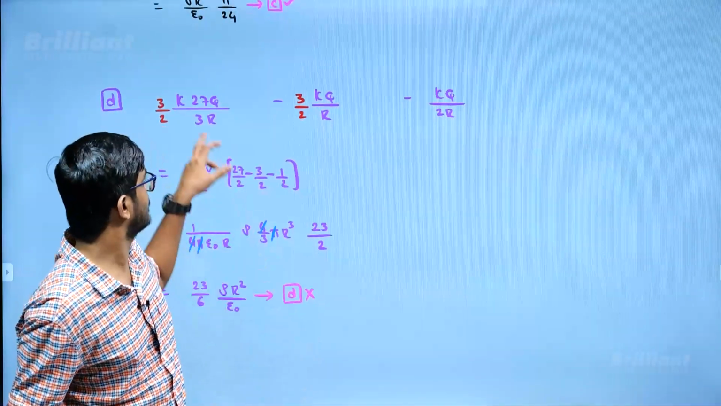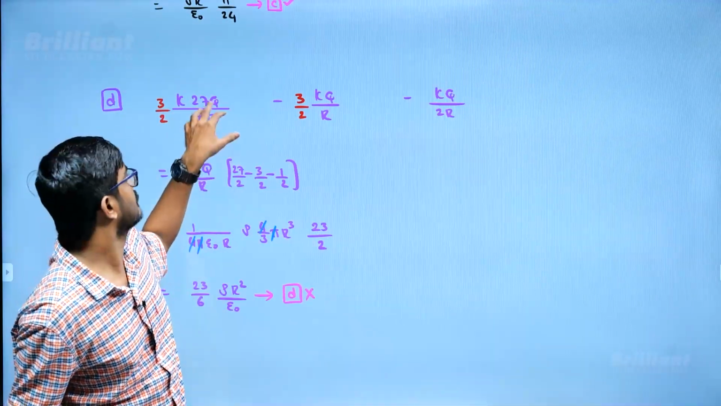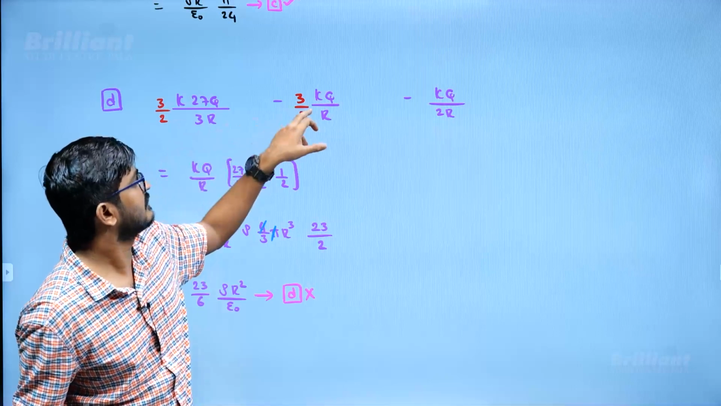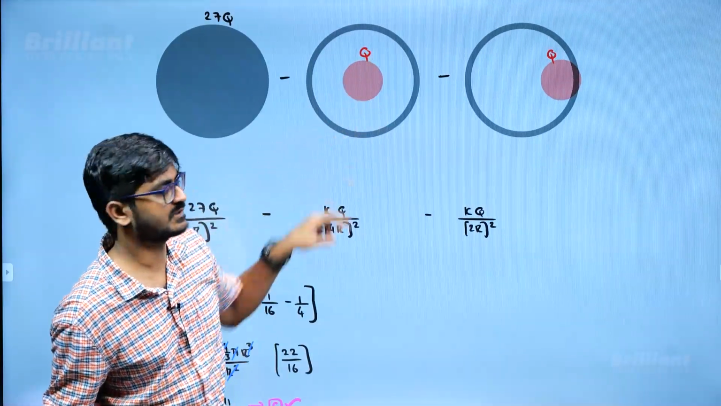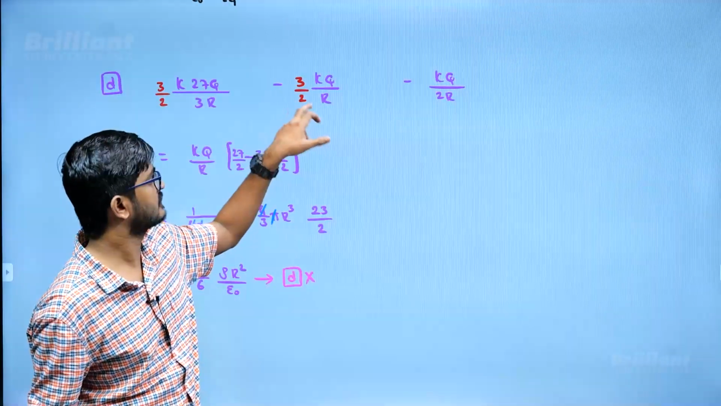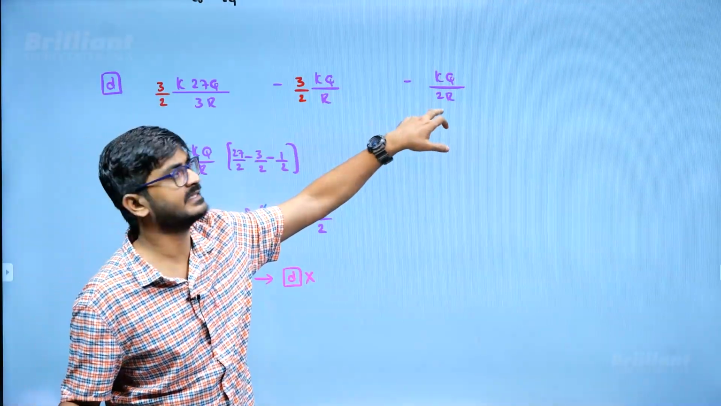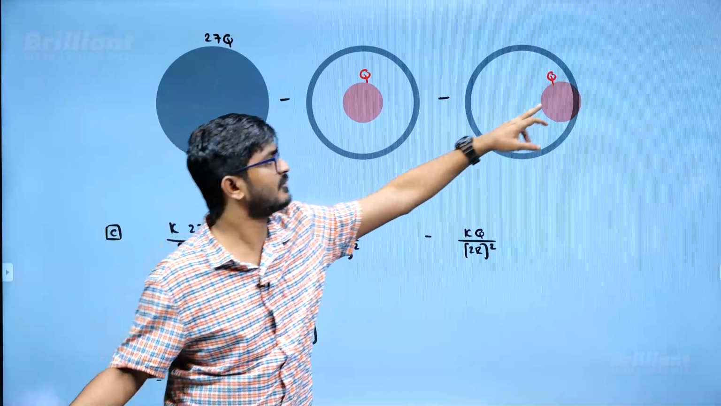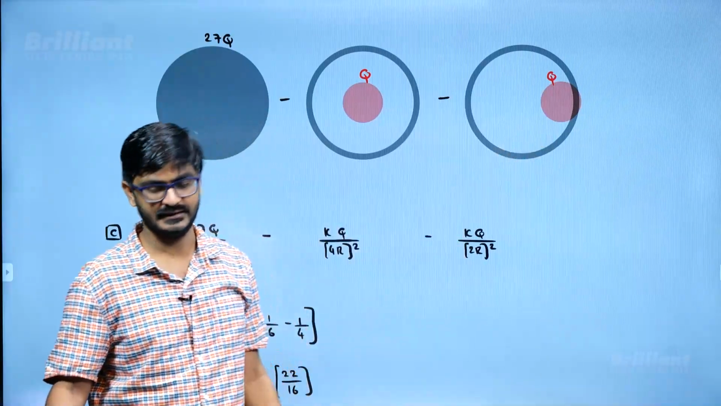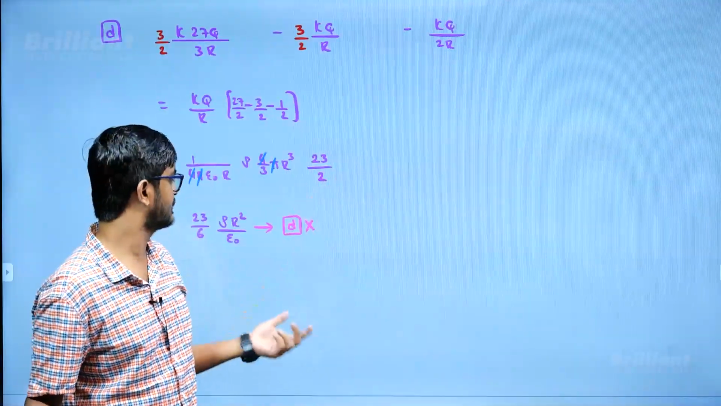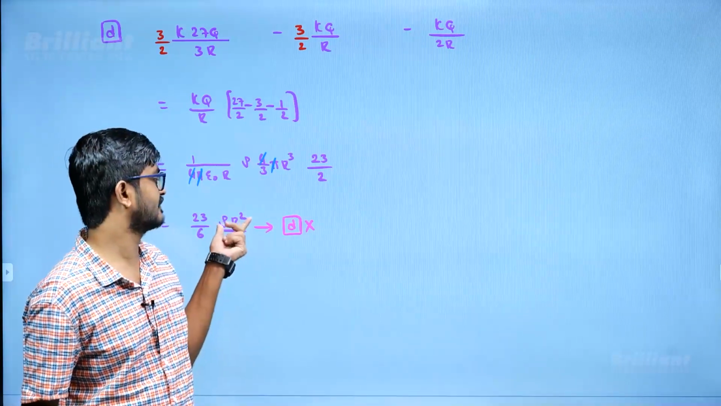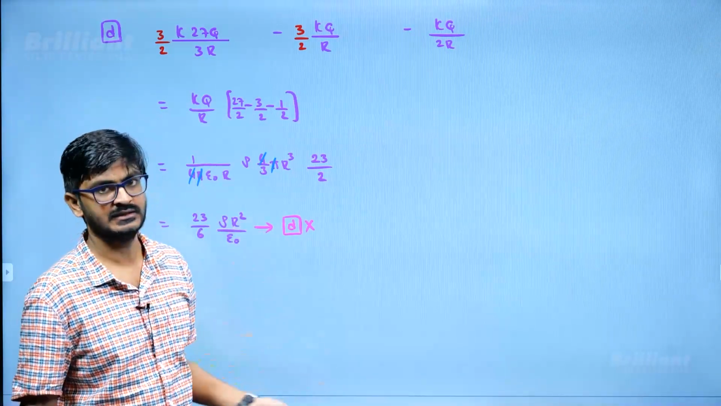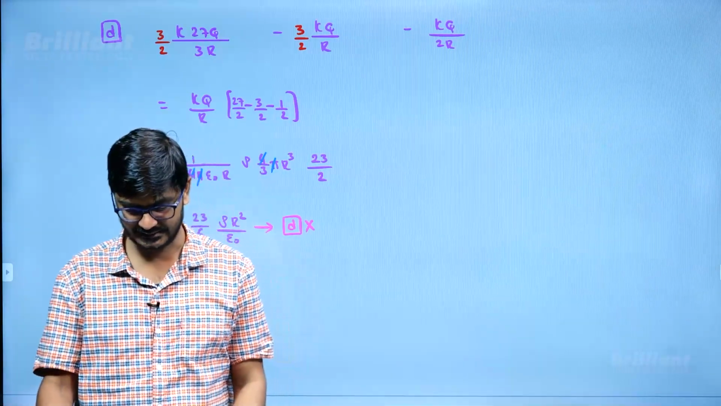So on the surface, what will be the potential? kq by r. So at the center it is 3 by 2 times. For this sphere also it is at the center, so that is 3 by 2 times of the surface. Now for this sphere the point is outside, so you can directly go with kq by distance. So when you do the calculation, it will turn out to be 23 by 6 rho r square by epsilon naught. Dimension wise, if the option D was rho r square, then you would have got D as the correct answer, right?